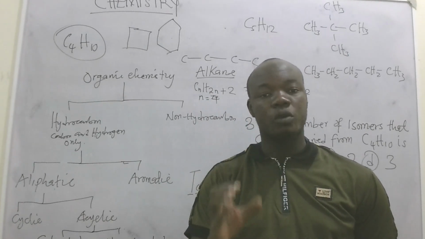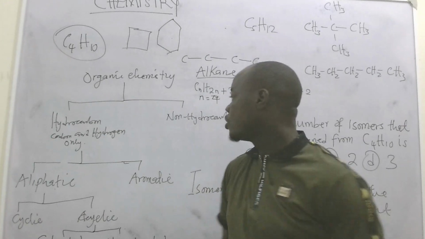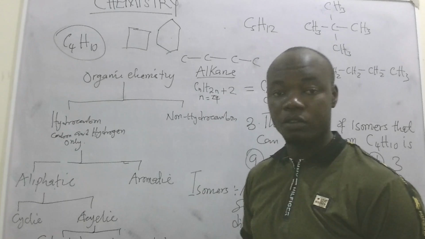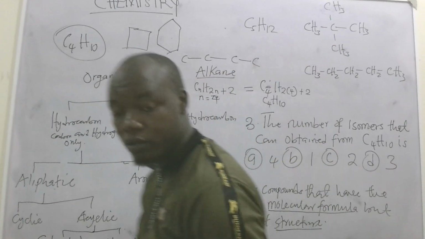We have a trick of calculating the possible number of isomers of alkanes. If you want to calculate the possible number of isomers in alkanes, we have a formula.